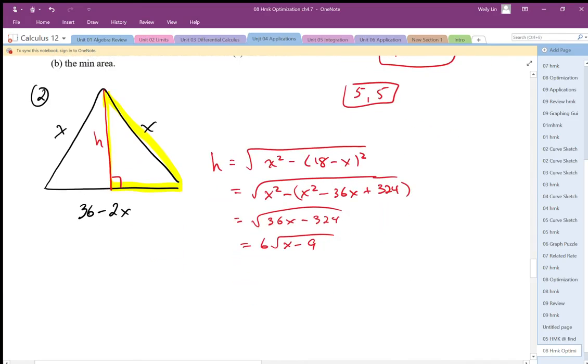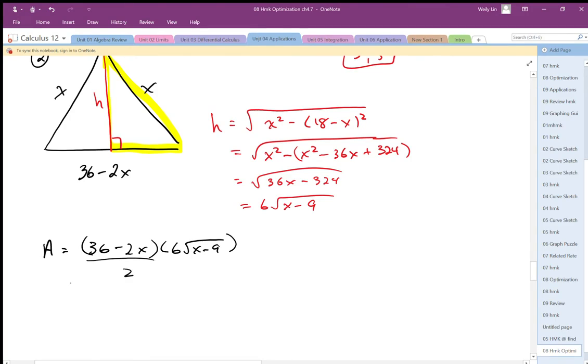I have my base, so I've got my calculation for my area. So the area of that triangle is going to be the base, which is 36 minus 2x, times the height, which is 6 root x minus 9. Okay, I'm going to just simplify this expression a little bit. And once I simplify it, I can just go ahead and differentiate that. So that looks like it's going to be 6. The 2's cancel out in here, so 18 minus x, square root of x minus 9.